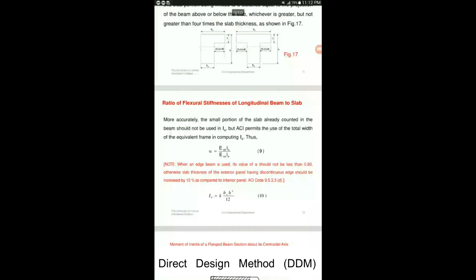Once you have determined B effective, the next step is to find the value of K, because the moment of inertia of a T-beam is always greater than that of a rectangular beam. A normal rectangular beam has the formula BH cubed by 12, but because it's a T-beam, you need to multiply it by a factor K in order to convert it to a formula for calculating the moment of inertia of a T-beam. So we're going to use this formula to calculate the moment of inertia of T-beams. In this formula, BW is the width of the web, and H is the total height of the beam as shown here.